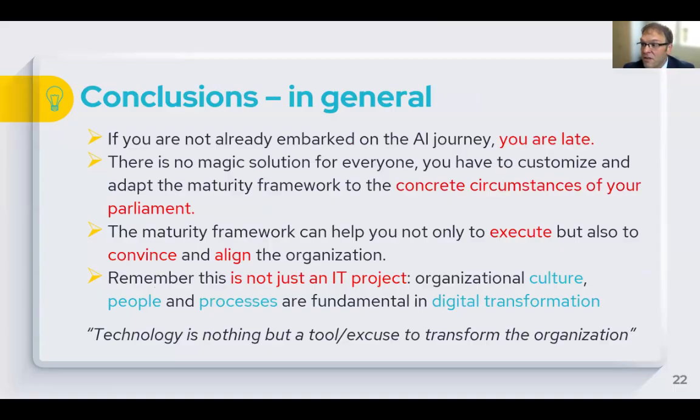The first one is, if you are not already embarking on the AI journey, you are late. We all know this. We have to convince top management of our chambers of this. The second one is, there is no magic solution for everyone. You have to adapt, to customize the maturity framework, to the concrete circumstances of your parliament. Depending on your maturity level and your circumstances, it can change. The third one is, the maturity framework can help you not only to execute, but also to convince and align the organization and convince the top management.